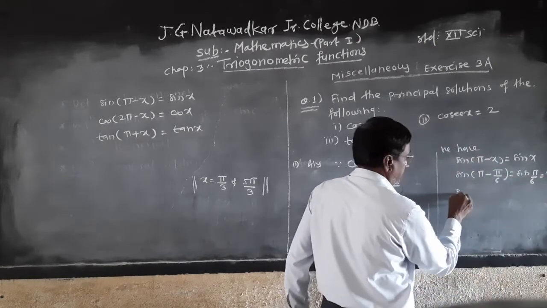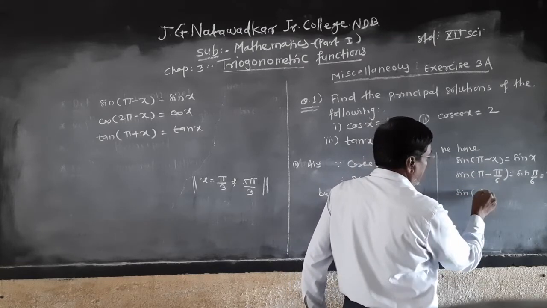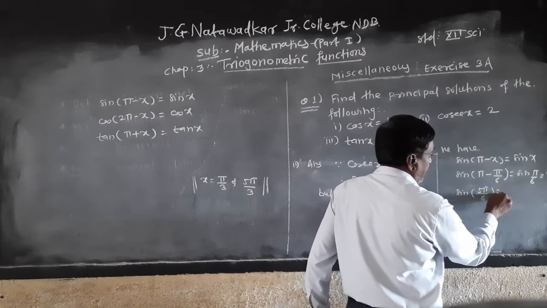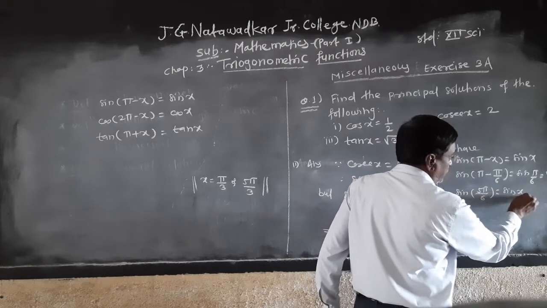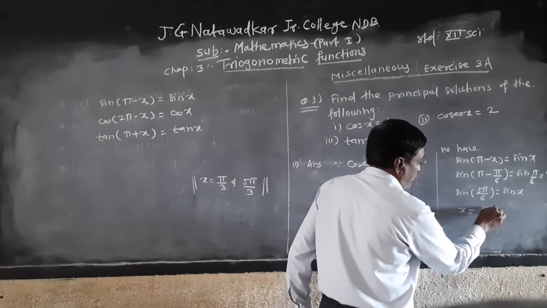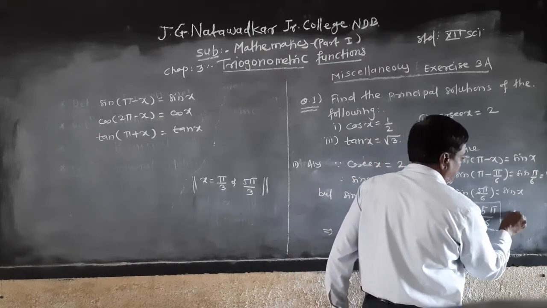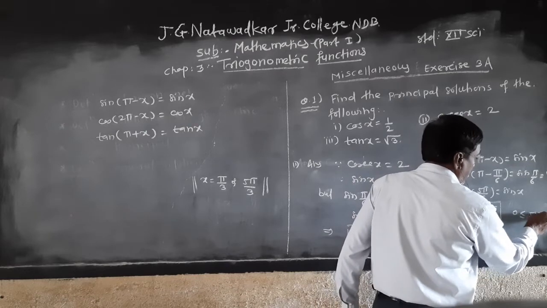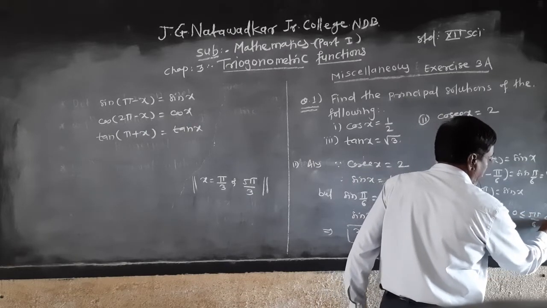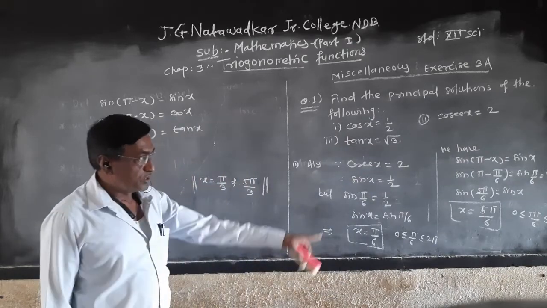And therefore simplify this side. Sine of, the denominator is 6, 6 times 1 is 6, 6 pi minus pi, that is 5 pi, upon 6 is equal to, I will directly compare, sin x. And therefore this implies that x is equal to 5 pi upon 6. And this 5 pi upon 6 is also greater than 0 and less than 2 pi, so it is also a principal solution.